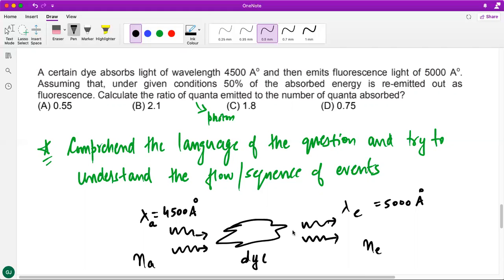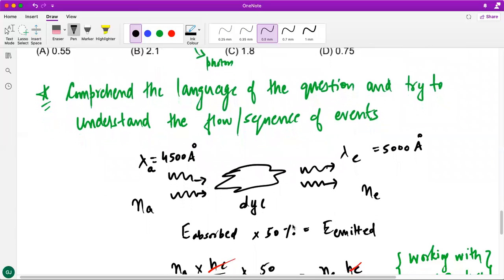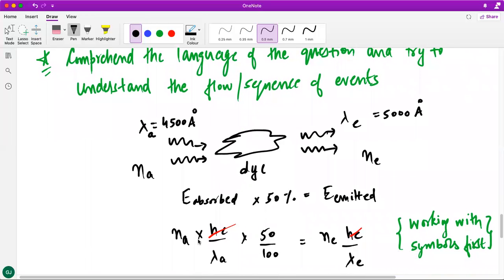Now, how do I relate this piece of information, with absorbed energy and emitted energy? I again reread the language of the question and find that 50% of the absorbed energy is emitted. So I'll use that as a concept. Now, how do I write absorbed or emitted energy in terms of photons and wavelength? That is where you strike upon the quantum theory of light and its concept that energy can be written as nhc by lambda, right? So that's what we did here.